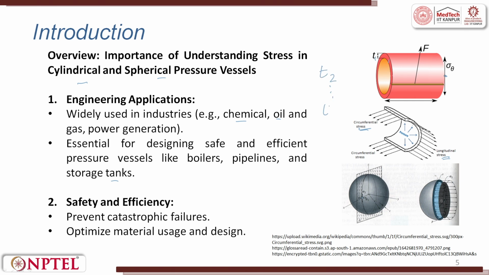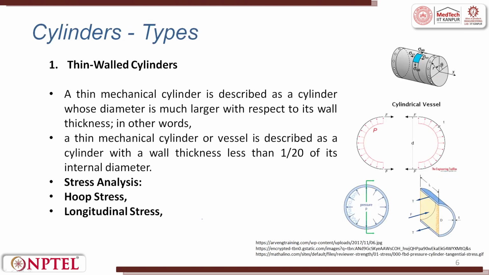So T can be T2, it can be T3. So the T3 can be larger thickness. So you have to find out what should be the minimum thickness I should apply such that it tries to avoid catastrophic failure. So cylinder types, there are thin walled, then we have thick walled cylinders. So thin wall cylinders will be taken for discussion first.